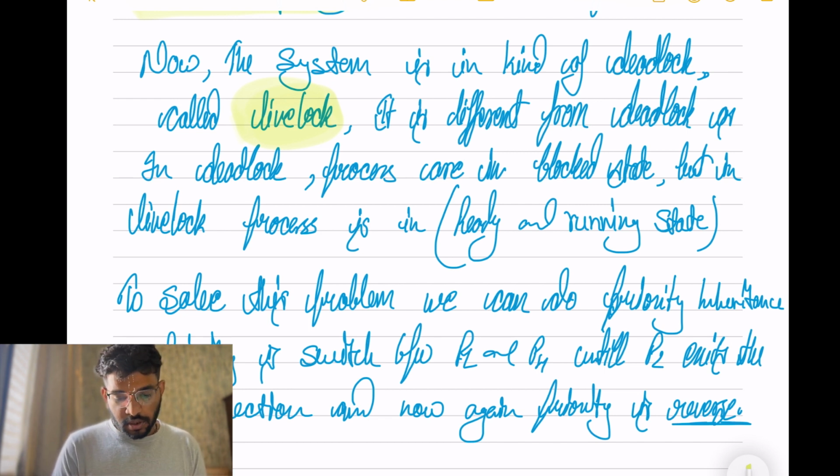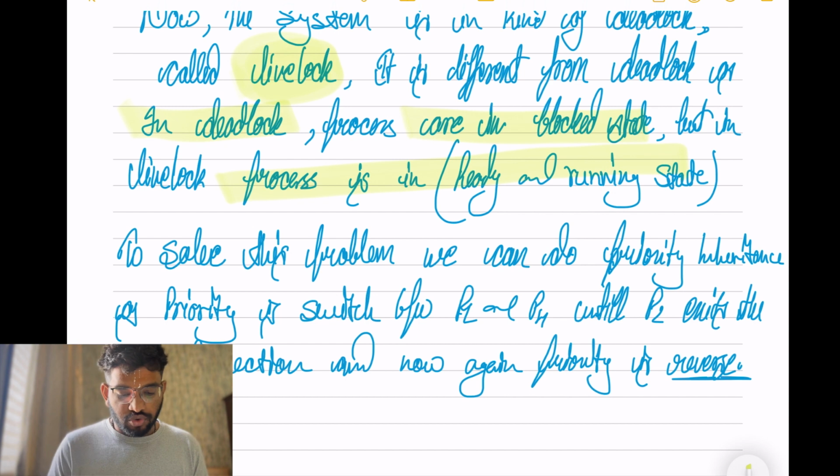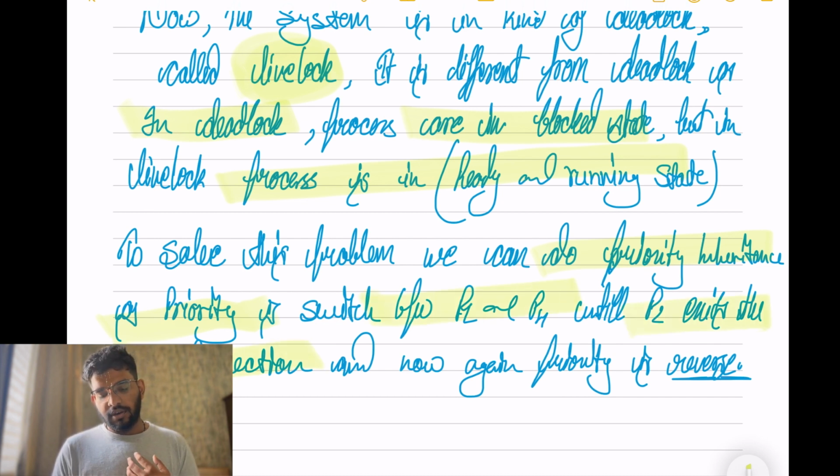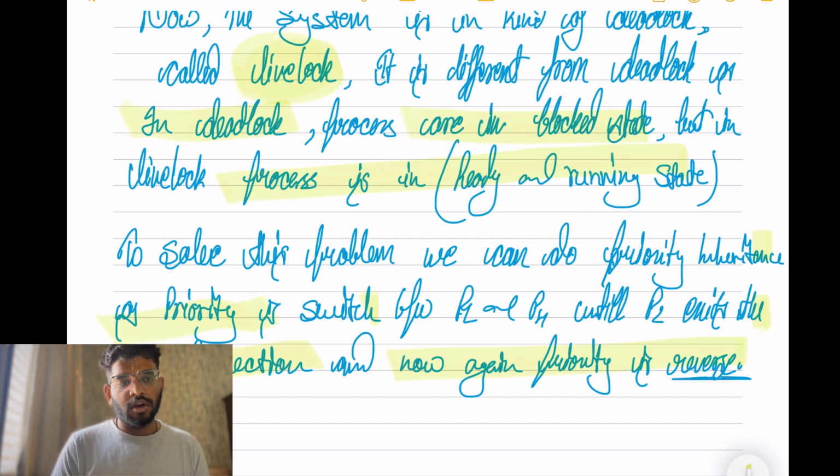As it is written here, in deadlock the processes are in blocked state, but in live lock the process is in ready or running state. To solve this, we can use priority inheritance: priority switches between PL and PH until PL exits the critical section, and then the priority is reversed again. So to solve this live lock, PL becomes the high priority process and PH becomes the low priority process until the low priority process comes out of the critical section. After that, the priorities switch again.